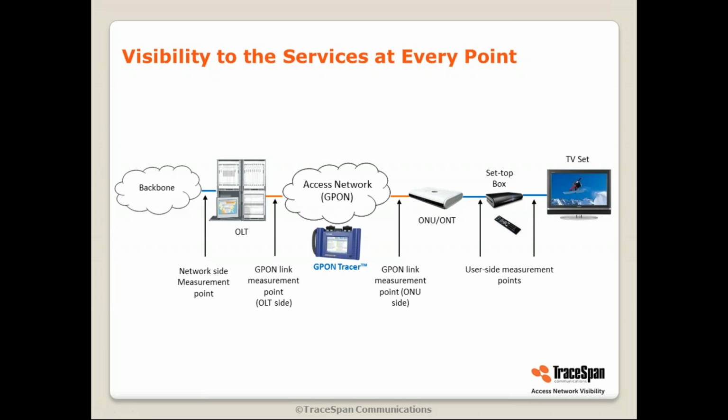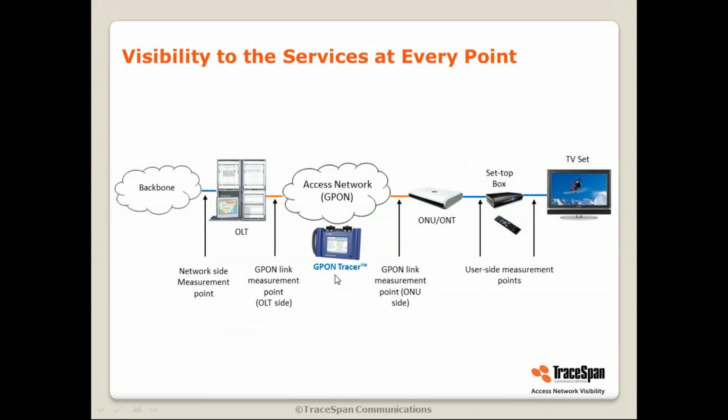Now, if you have an issue, to determine where the issue comes from, whether it's PON related or not PON related, one of the key points that can help you with this is if you have visibility into the service and what it looks like in different points across the network. And as you can see here, you can have a point at the network side, at the OLT side of the PON, at the ONU side of the PON, and so on.